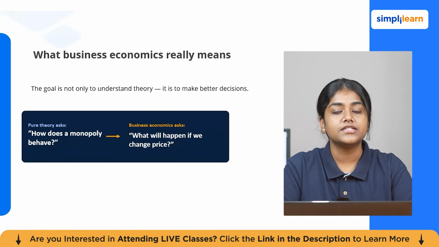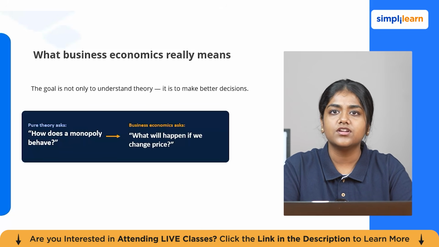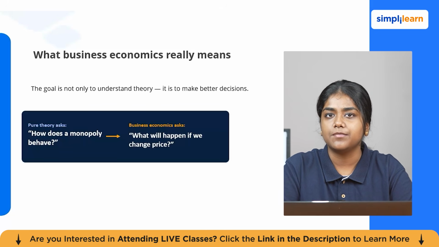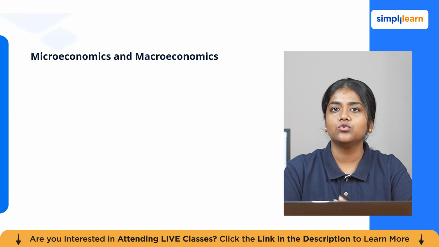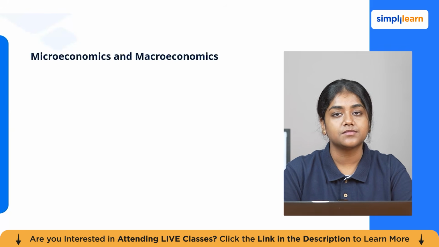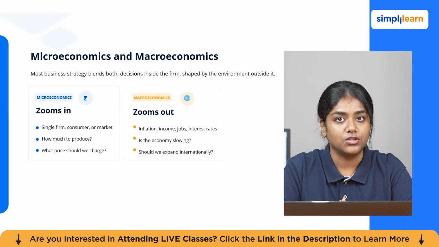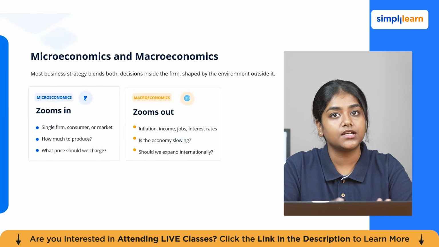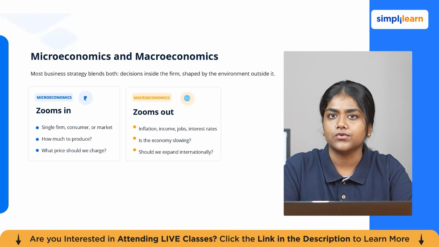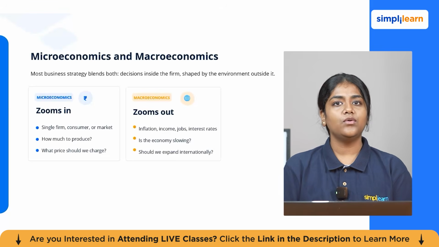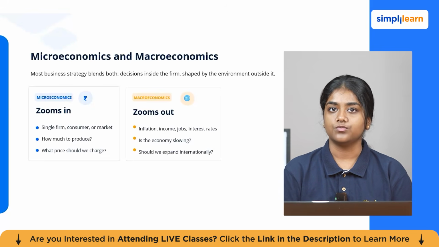A business economist isn't just interested in understanding the theory of monopoly. They're interested in whether their company should raise prices by 8% next quarter and what will happen to sales if they do. So let's look at 2 lenses that matter here, that is micro and macroeconomics. Microeconomics looks at individual units, that is a single firm, a single consumer, a single market. This is the lens for questions like how much should we produce, what price should we charge, how will customers react if we change our product. Microeconomics is granular, it zooms in.